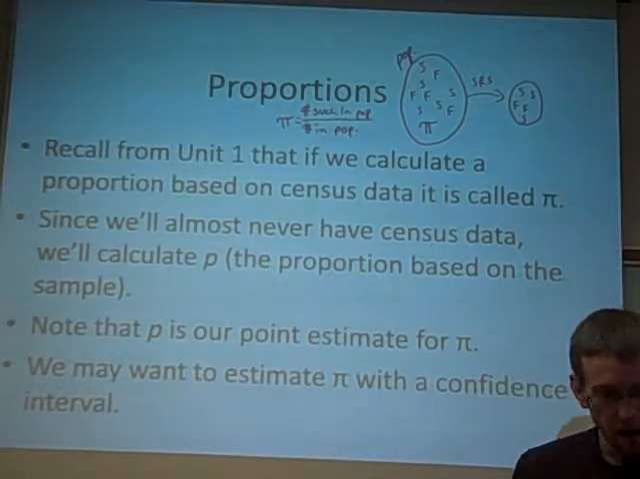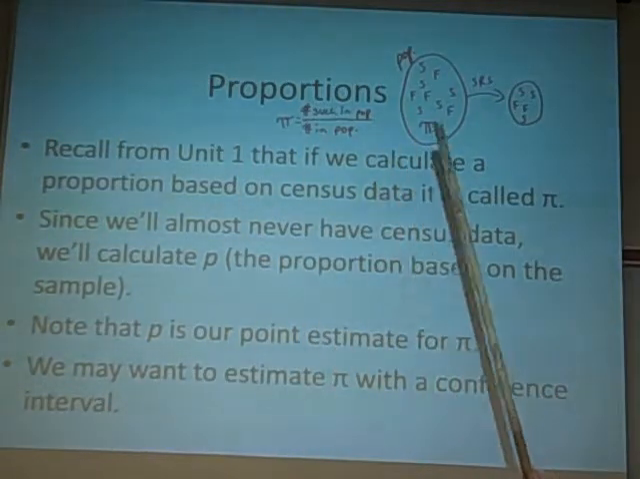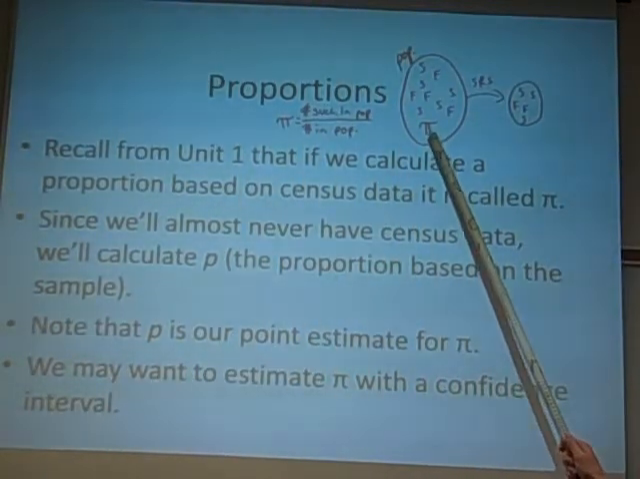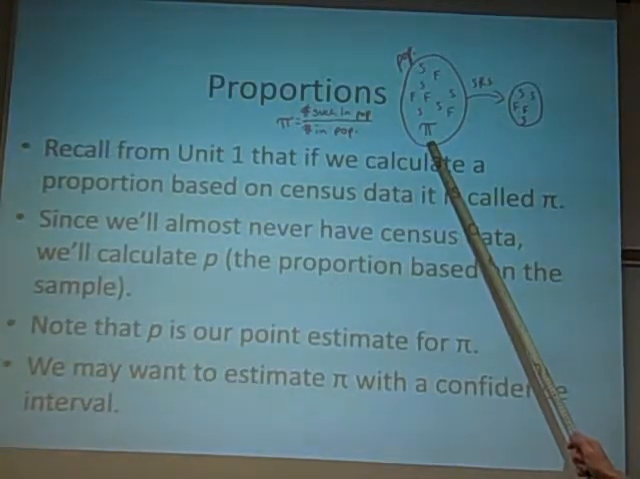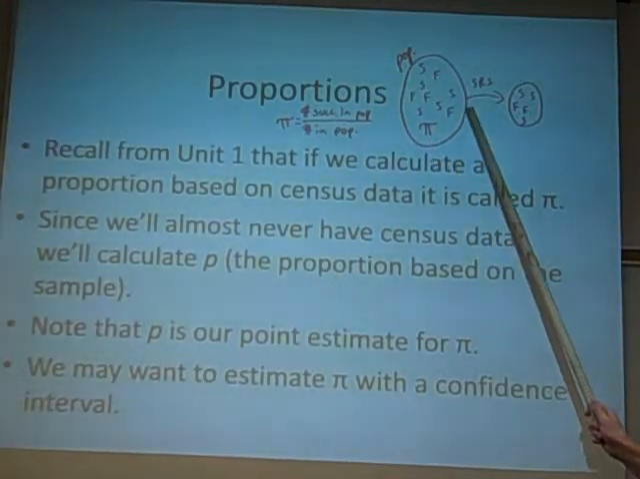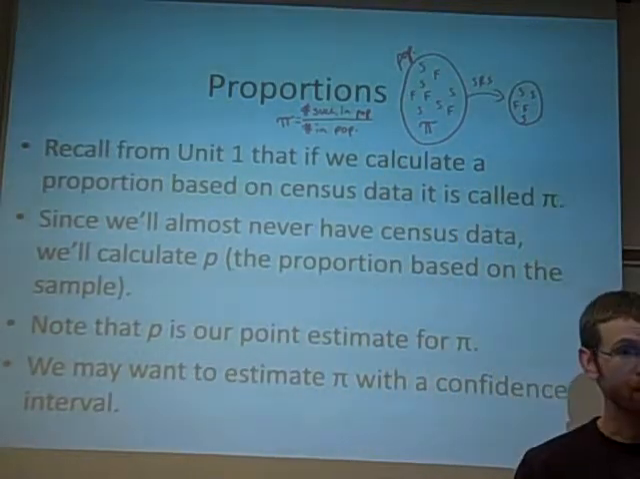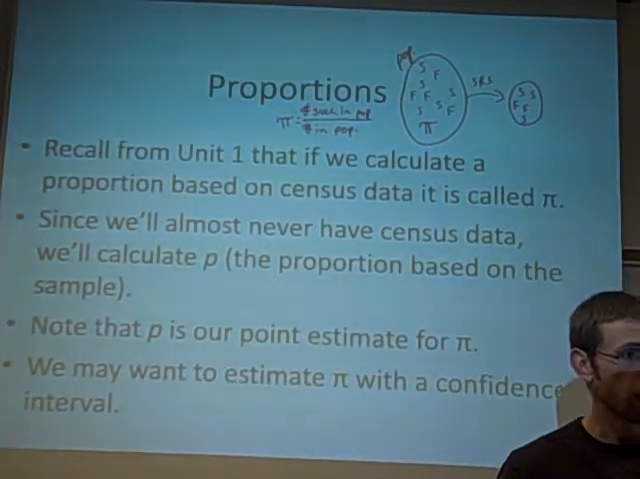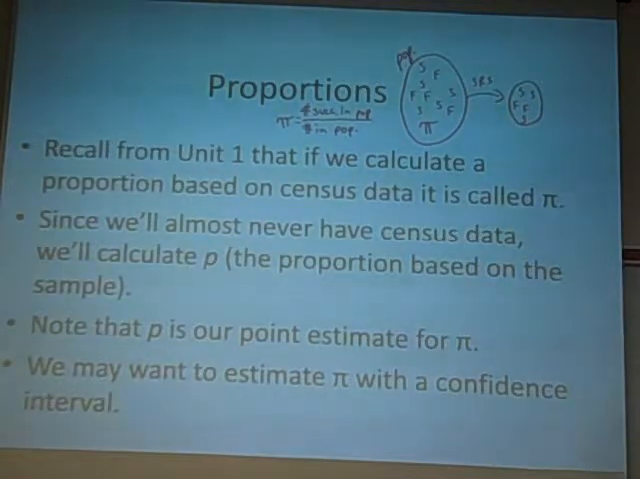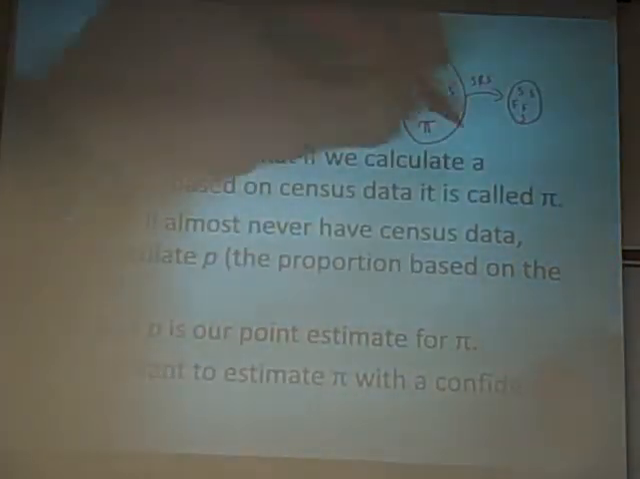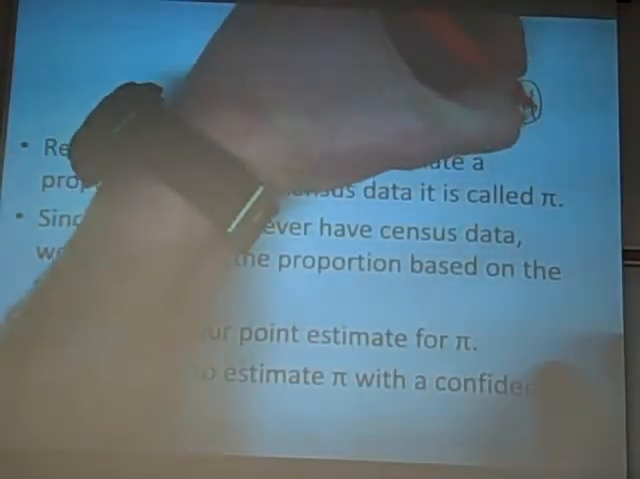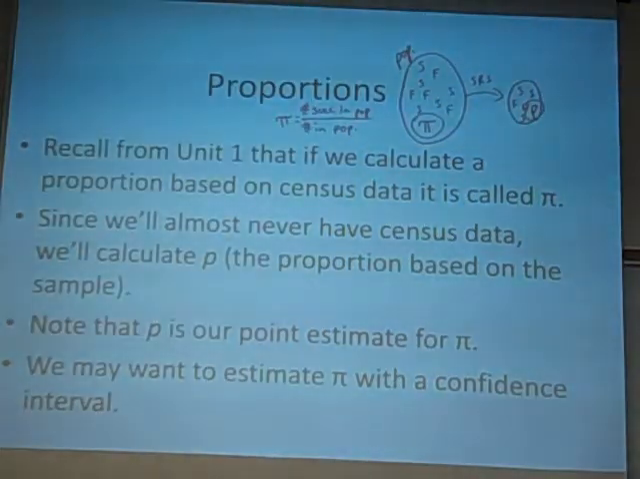So it might be a natural thing to do to say, all right, we're interested in pi, which is the proportion of successes in the population. Maybe if we take a simple random sample, we want to look at the proportion of successes in the sample, right? That would be a logical thing to do. And we're going to call that P. So this is pi. Pi is the population proportion, P is the sample proportion.